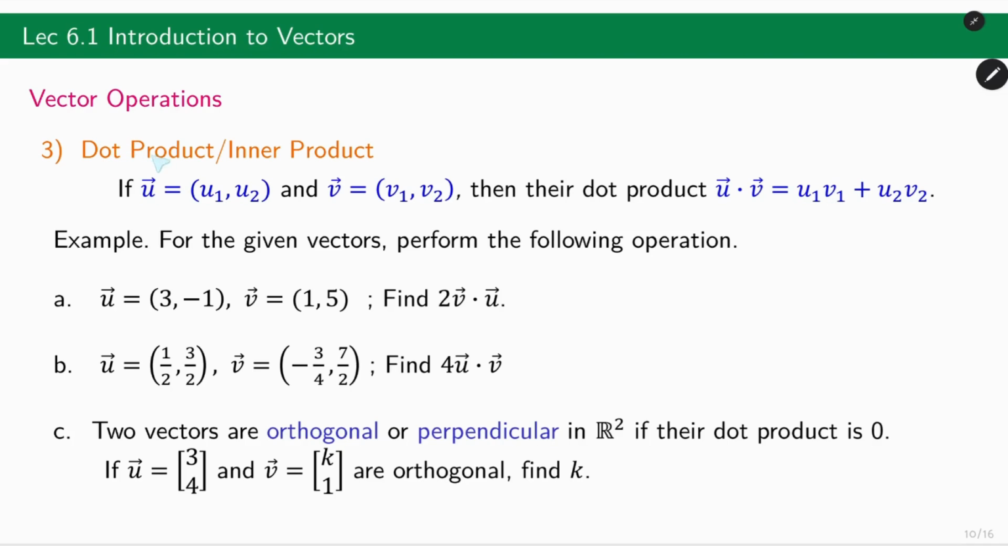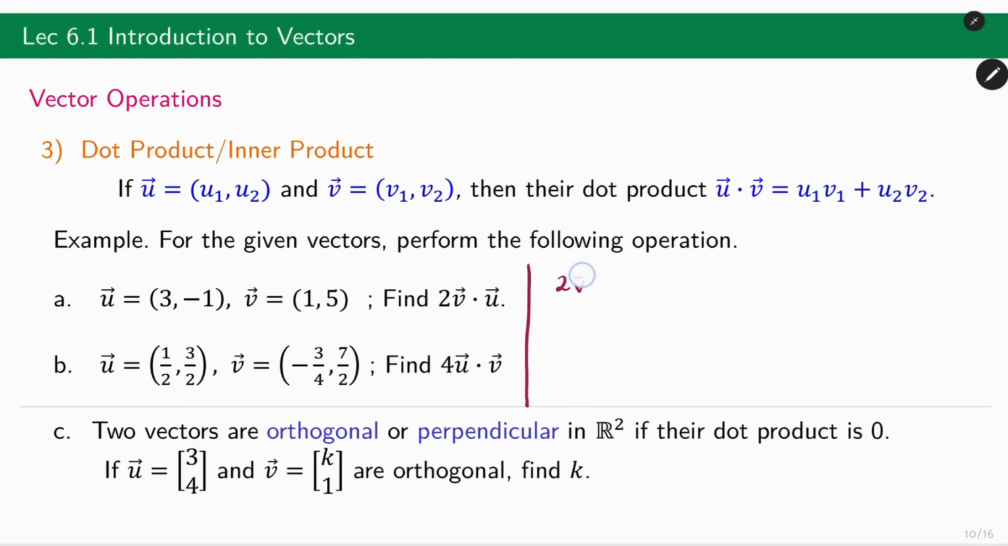Now let's talk about the dot product or the inner product of two vectors. Given u and v, their dot product u dot v is equal to u1 v1 plus u2 v2. Take note that the dot product is a real number. Our answer here is not a vector, okay, but a real number. For example, we have vectors u and v. Let us get twice of vector v dot u. Okay, what are we going to do? Let's answer letter A.